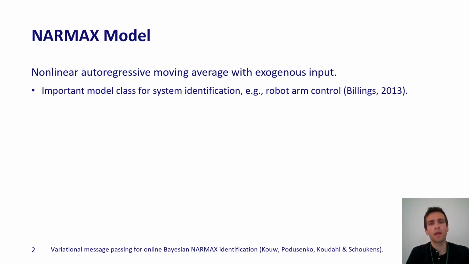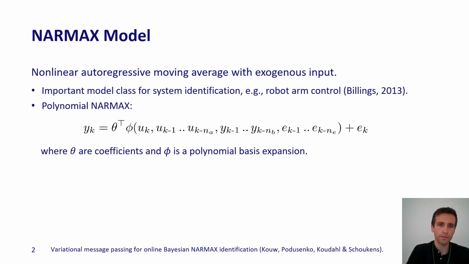NARMAX stands for nonlinear autoregressive moving average with exogenous input. It's an important model class for SysID, and an example is, for instance, robot arm control, but there's a textbook reference for more examples. I'm focusing on the subclass of polynomial models.